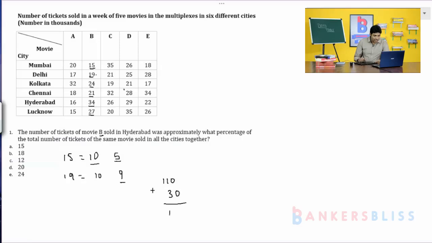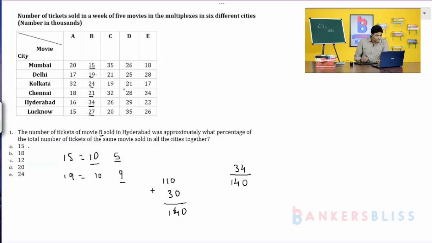So the total answer is 140, which means the total number of tickets sold in all the cities of movie B is 140. So what was Hyderabad? That is 34. So 34 divided by 140 you have to calculate. But don't multiply by 100, we can solve it directly.